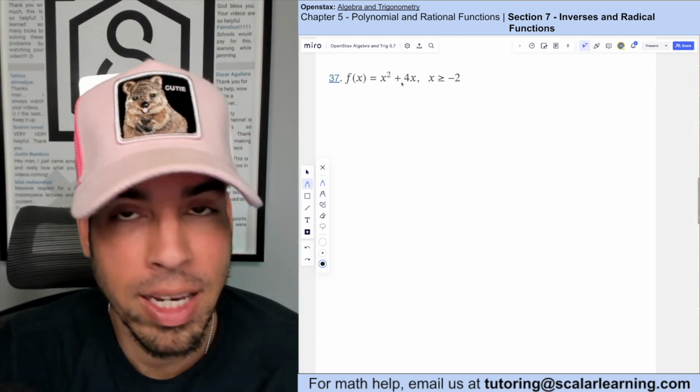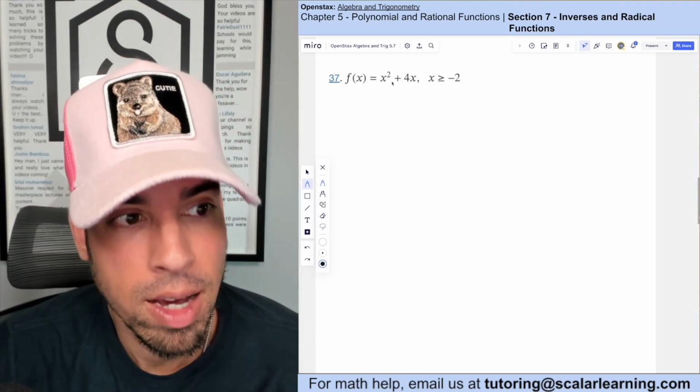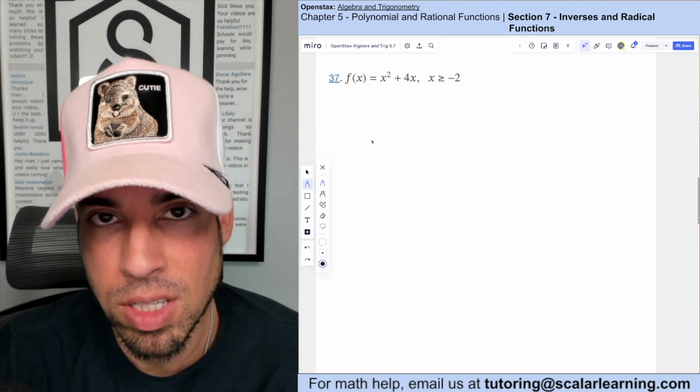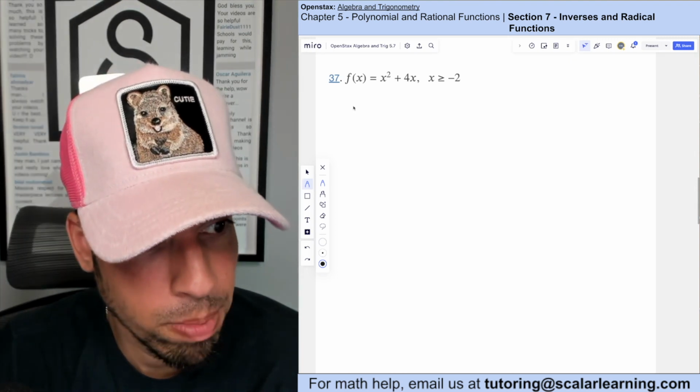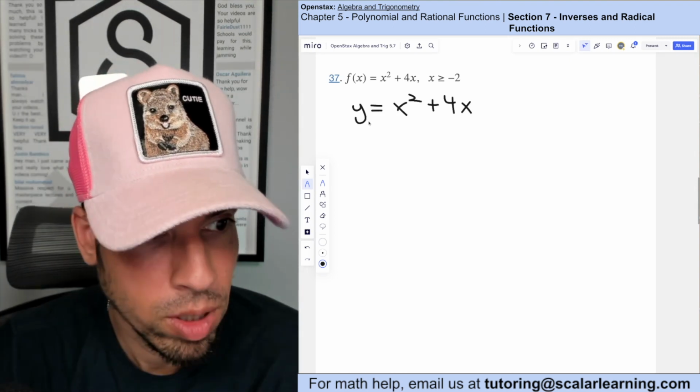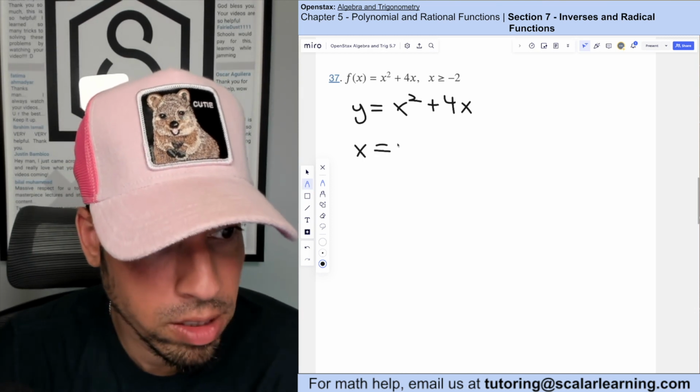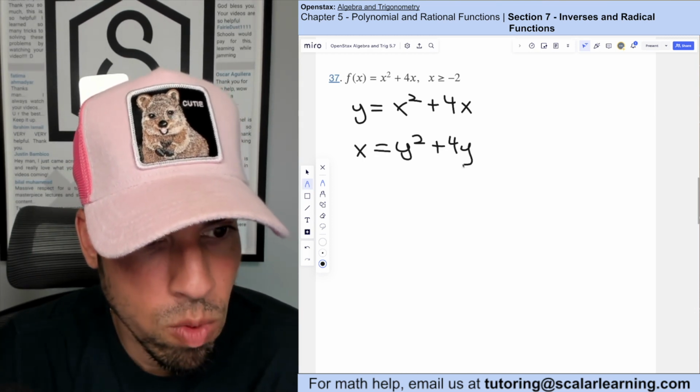So for this one, we're starting with that domain restriction, which is only values to the right of the vertex, which again, when we're taking the radical as we find the inverse, we only have to take the positive side of the radical, not the negative side. So let's first start by replacing f of x with y. Then we're going to swap the x's and the y's. So x equals y squared plus 4y.